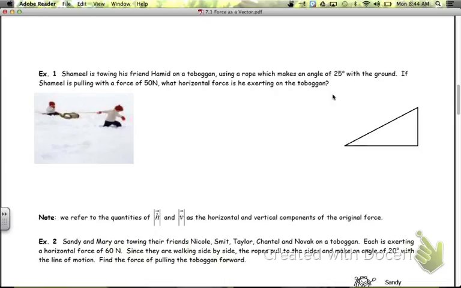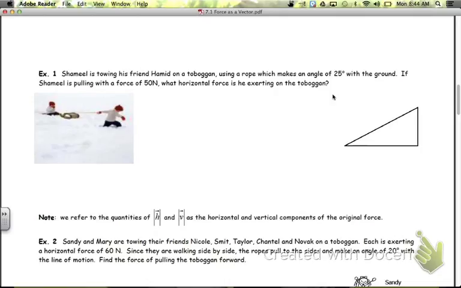So our first example here, Shamal is towing his friend Hamid on a toboggan using a rope which makes an angle of 25 degrees with the ground. If Shamal is pulling with a force of 50 newtons, what horizontal force is being exerted? So here we want to actually find our horizontal force.